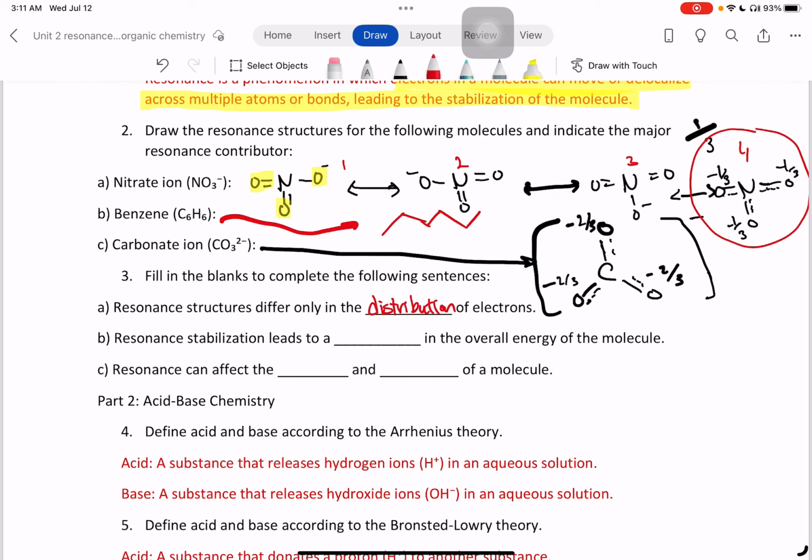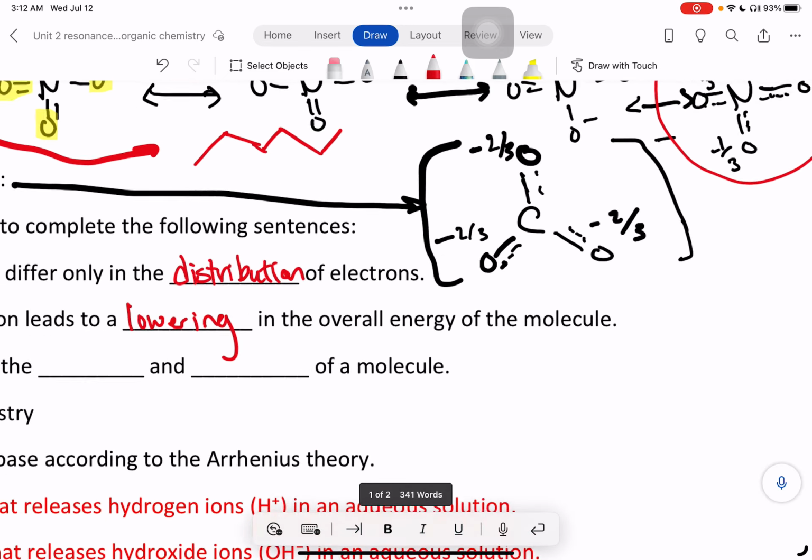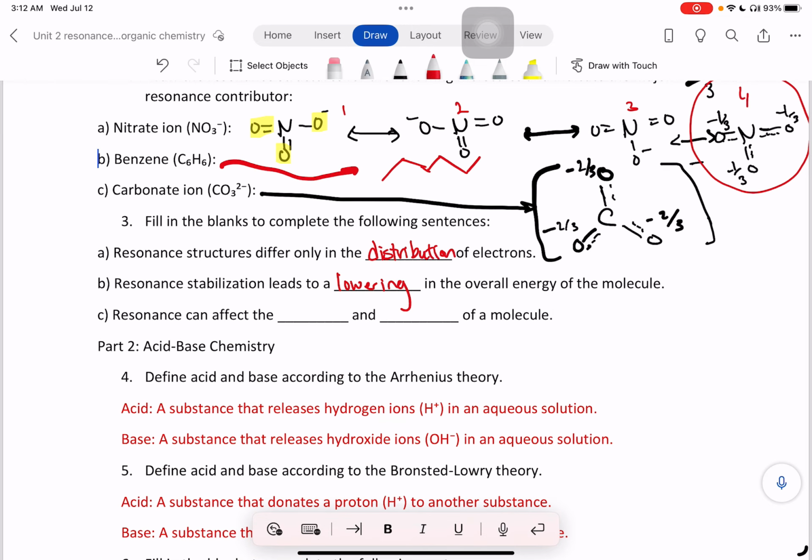All right. B says resonance stabilization leads to a what in the overall energy of the molecule? Well, it lowers the energy. Why does it lower the energy? Well, if you see in this example that we had the carbonate ion, we had a -2 charge right over here in the molecule. However, we distributed that charge into -2/3, -2/3, -2/3. So what did that do?